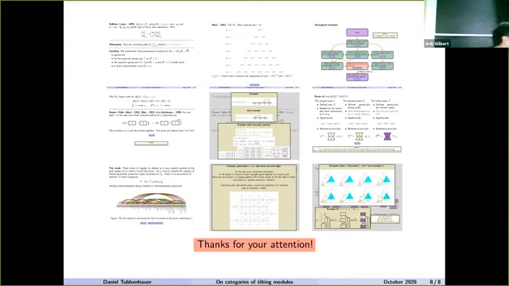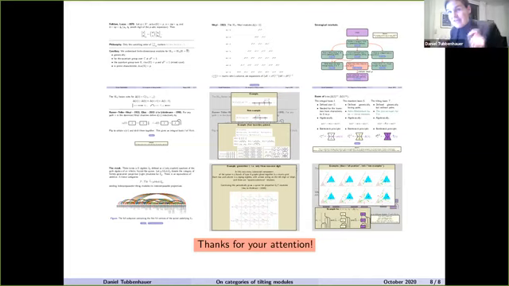Dan has a question. Tilt is a symmetric monoidal tensor category, so does this equivalence preserve tensor products? That's a very good question. I think yes, but currently we don't know.